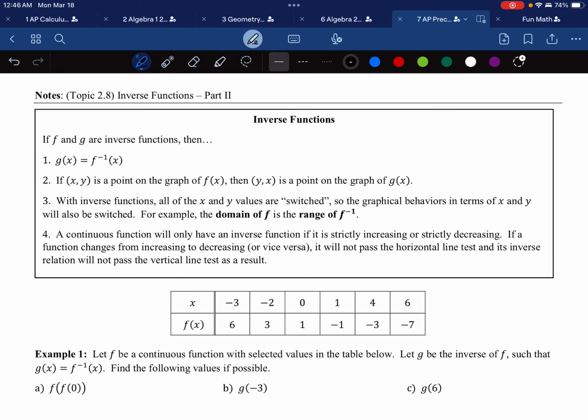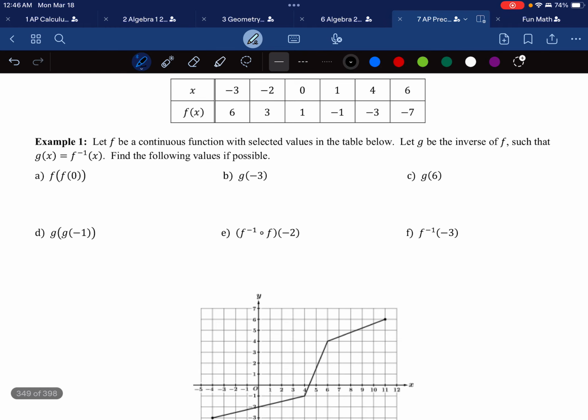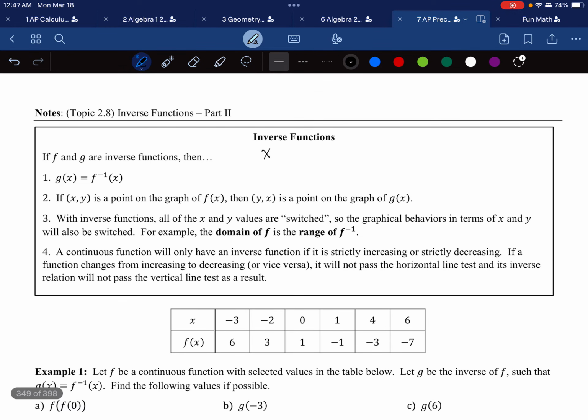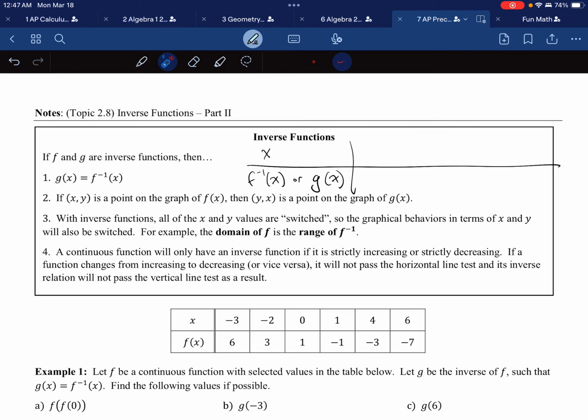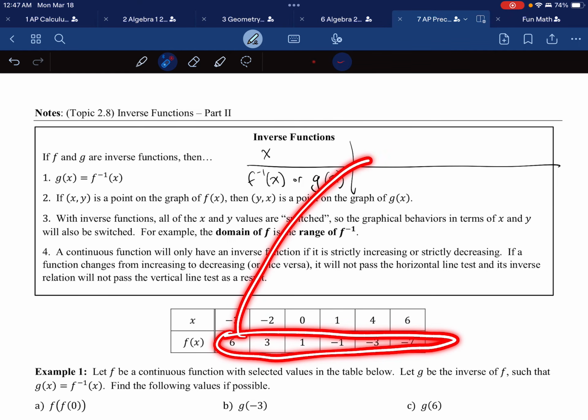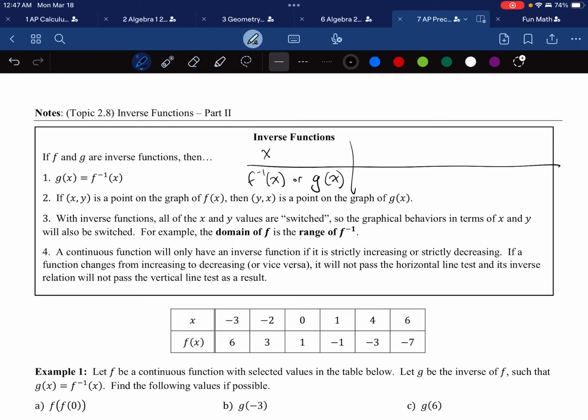So let's go ahead and say x and I guess f inverse or g. You can say that this is f inverse of x, or you can call this thing g of x. They're the same thing. G of x and f inverse of x should be the same thing. And let's make all of our x and y values change. So I should have these values on the bottom are now on the top. I can say up here, this is going to be 6, 3, 1, negative 1, negative 3, negative 7, and then flip, so this is negative 3, negative 2, 0, 1, 4, 6.